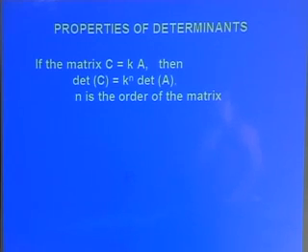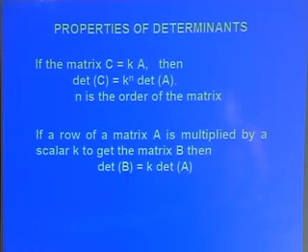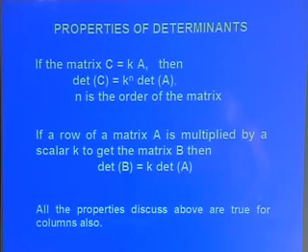Now if a matrix C is obtained by multiplying matrix A by a constant K, that means each and every row of the matrix A is multiplied by K, then determinant C is equal to K raised to power n times determinant A, where n is the order of the matrix. The idea is from each row one can take K outside, and that way there will be n such K's taken out, and the final result is determinant C is equal to K^n determinant A. Now if a row of a matrix A is multiplied by a scalar K to get the matrix B, then determinant B is equal to K determinant A. This is what we have proved in my earlier result, and if you apply it for each and every row, then we will be having this.